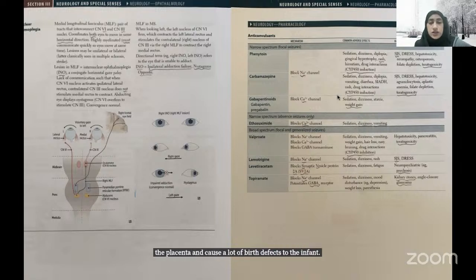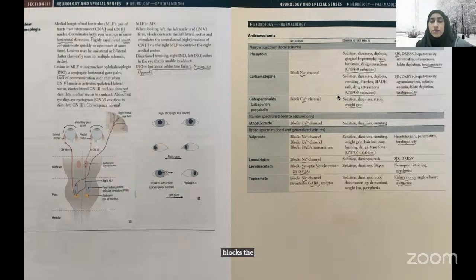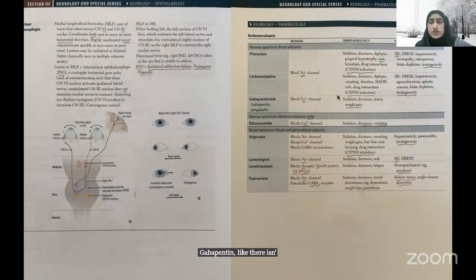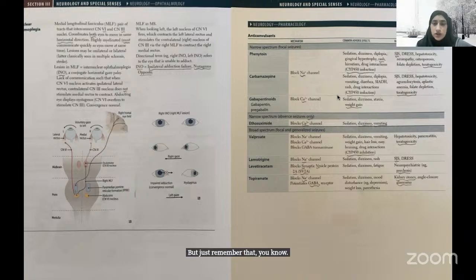The next drug, gabapentin. Now, this mechanism is slightly different compared to the above two drugs. This drug blocks the calcium channel, and the most common side effect is weight gain. For gabapentin, there isn't really a serious adverse effect that you have to remember for the exam, but just remember that it's a calcium channel blocker.